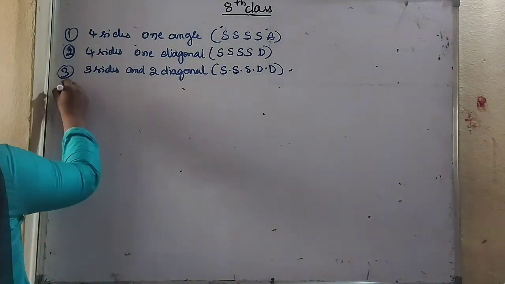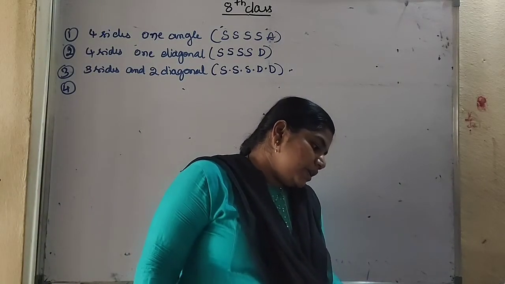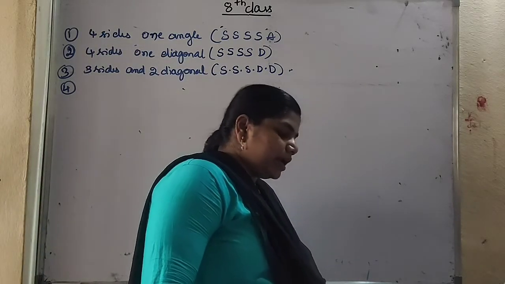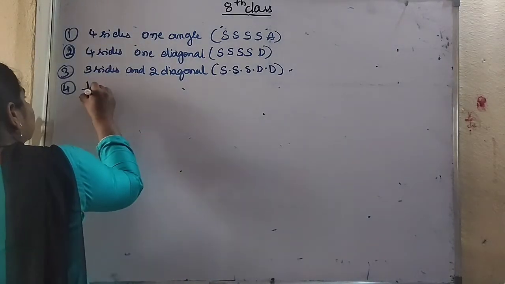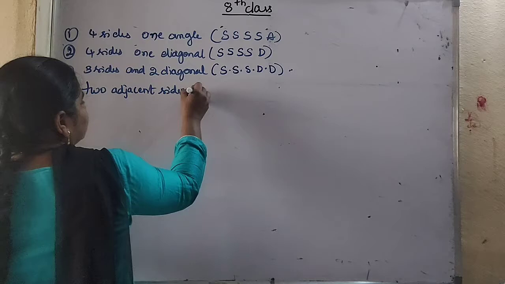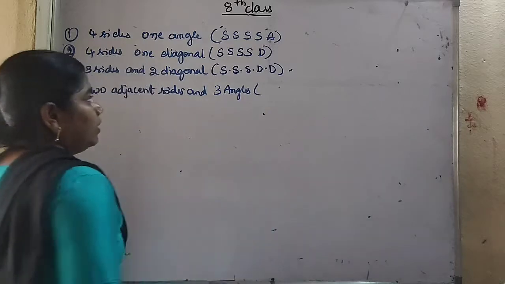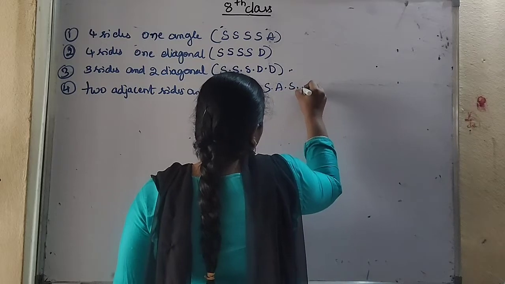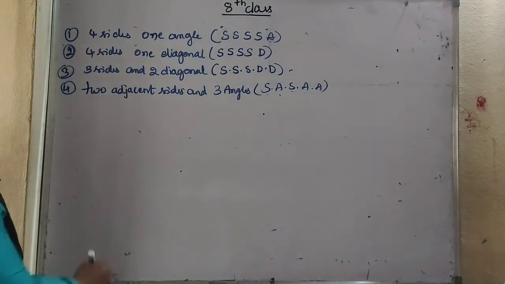Next one is the fourth one. When two adjacent sides and three angles are given, we can also construct a quadrilateral. So two adjacent sides and three angles, then also you can form a quadrilateral, that is S, S, A, A, A. Two sides, three angles. Then also a quadrilateral can be formed.